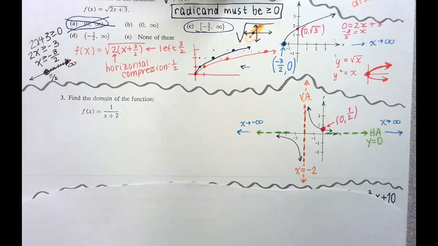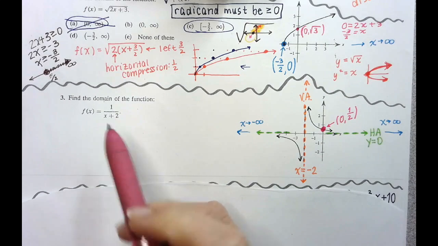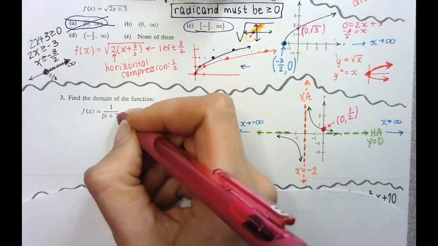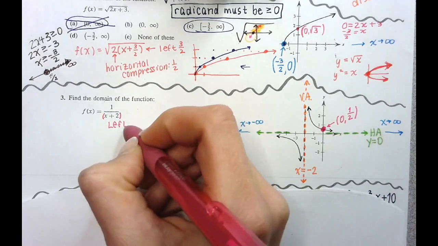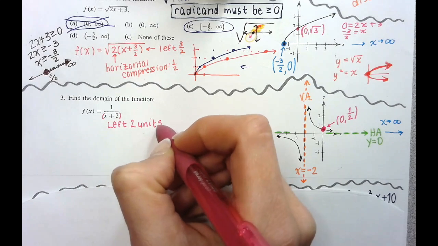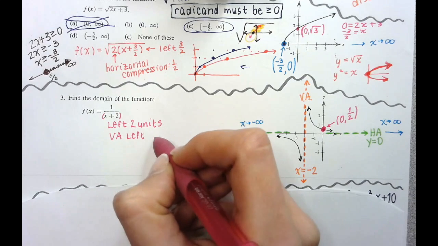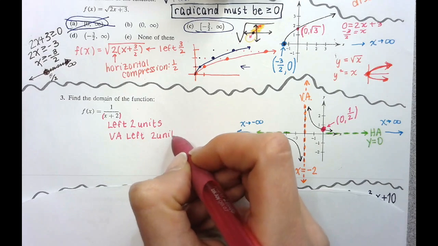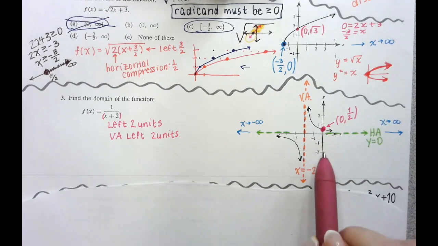All right. Another domain, similar to 1 over x. This one just happens to be 1 over x plus 2. This has a transformation. 1 over x is the parent function. 1 over x plus 2, that just took the parent function, 1 over x, and moved it left 2 units. As it moves left 2 units, the vertical asymptote also moves left 2 units. You could think of it that way. So my vertical asymptote earlier, which was at the y-axis, is now here at negative 2.